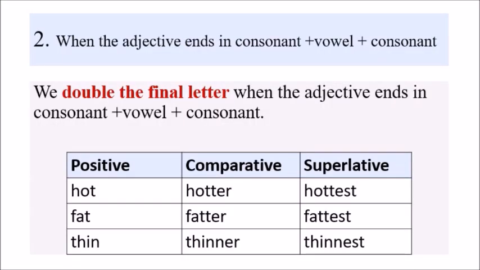There's another way of forming comparatives and superlatives. We double the final letter when the adjective ends in consonant plus vowel plus consonant. Hot, hotter, hottest. Fat, fatter, fattest. Thin, thinner, thinnest.